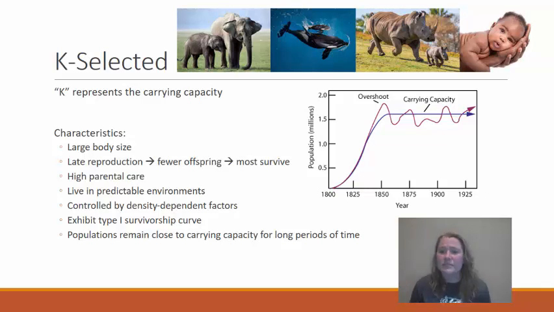Overall, K-selected species typically tend to live in predictable, stable, unchanging environments, although there is a little bit of overshoot and die-off, so a little bit of wiggle right around that carrying capacity line. These also tend to exhibit type 1 survivorship, and they're controlled by density-dependent factors. Again, we'll talk about those two terms in another one of our video lectures.